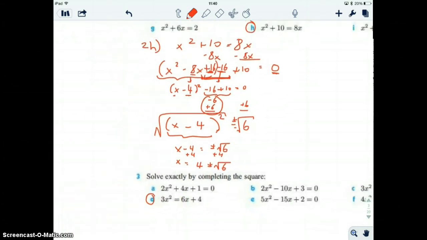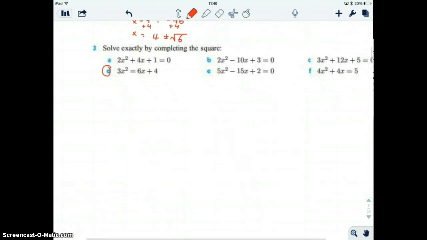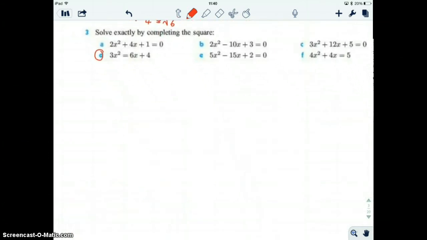Okay? Now let's go down to 3C. Here we're just going to do the same thing. We're just going to put everything on the left first, and then try to figure out a perfect square. So we're going to try to get it in this form, x minus something equals something, and then we're going to be able to take the square root of both sides and solve it. So in some of the others you have equals 0 already there, and then you're all ready to start, but I chose one of the more complicated ones.